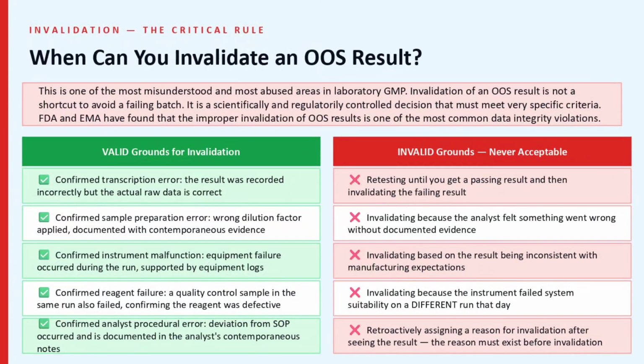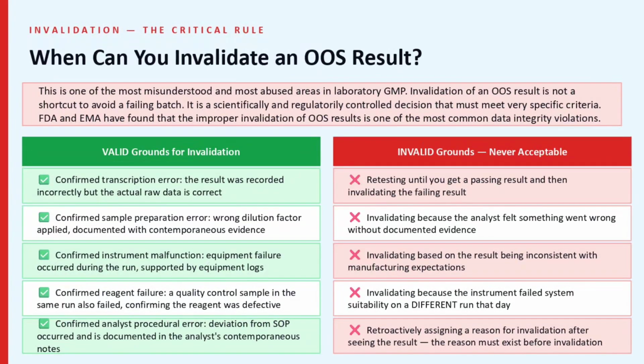Now let me be equally clear about what is never acceptable as grounds for invalidation: retesting until you get a passing result, and then choosing to invalidate the original OOS. This is one of the most serious data integrity violations in pharmaceutical quality. Invalidating because the analyst had a feeling something went wrong without any documented evidence. Invalidating because the result seems inconsistent with what manufacturing expected. Retroactively assigning a reason for invalidation after seeing that the retest passed.